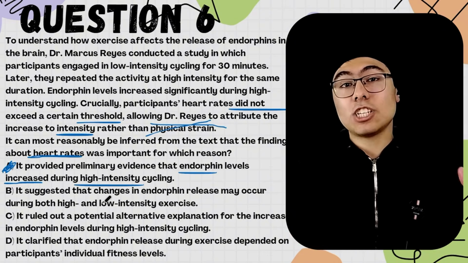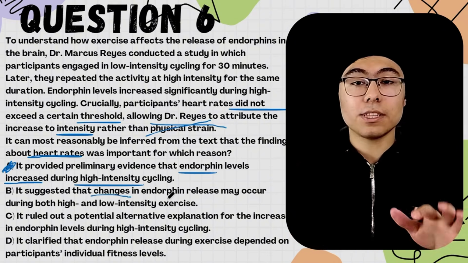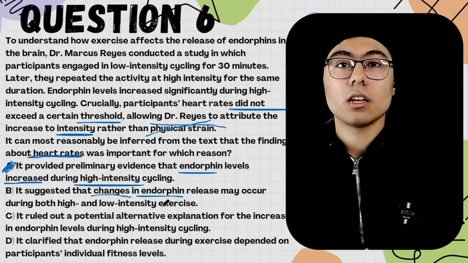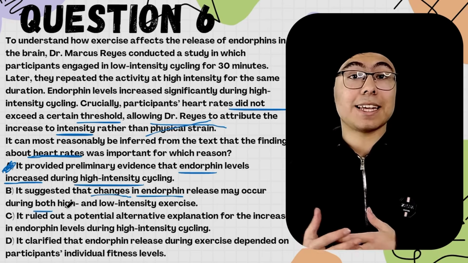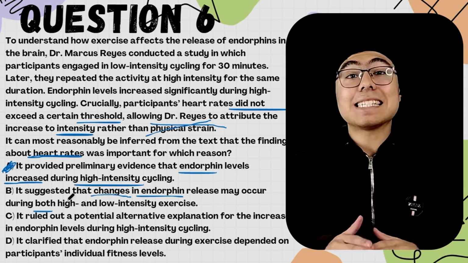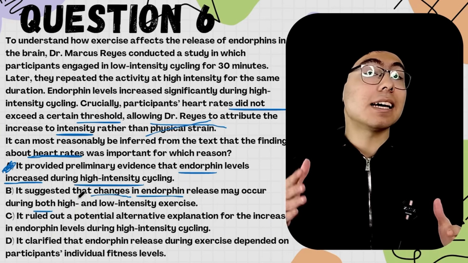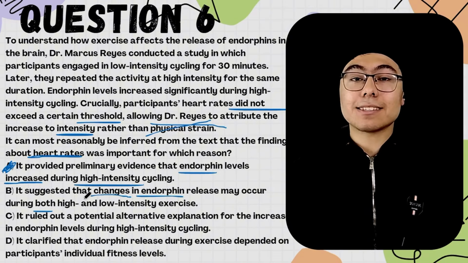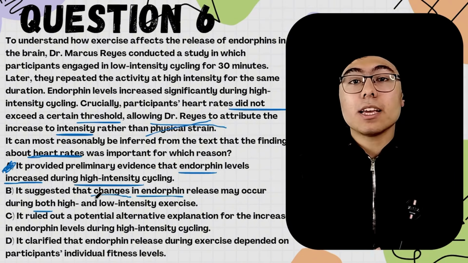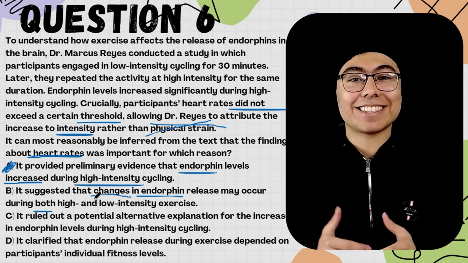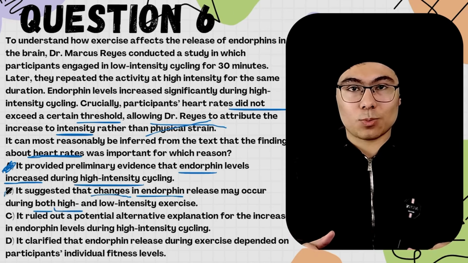Choice B, it suggested that changes in endorphin levels, endorphin release may occur during both high and low intensity exercise. Oh no. This isn't what the passage is saying. It doesn't suggest that low intensity exercise causes endorphin increases. It's focusing on high intensity exercise. So we can delete this one too.